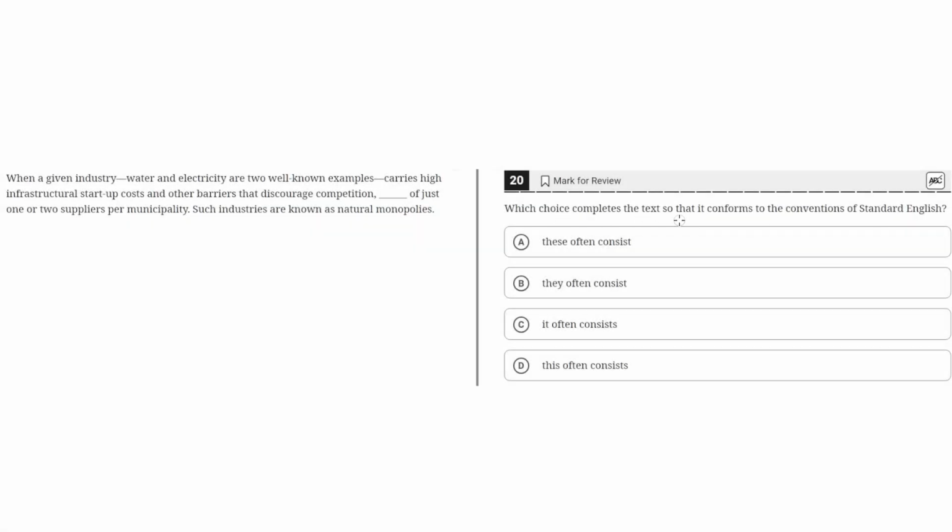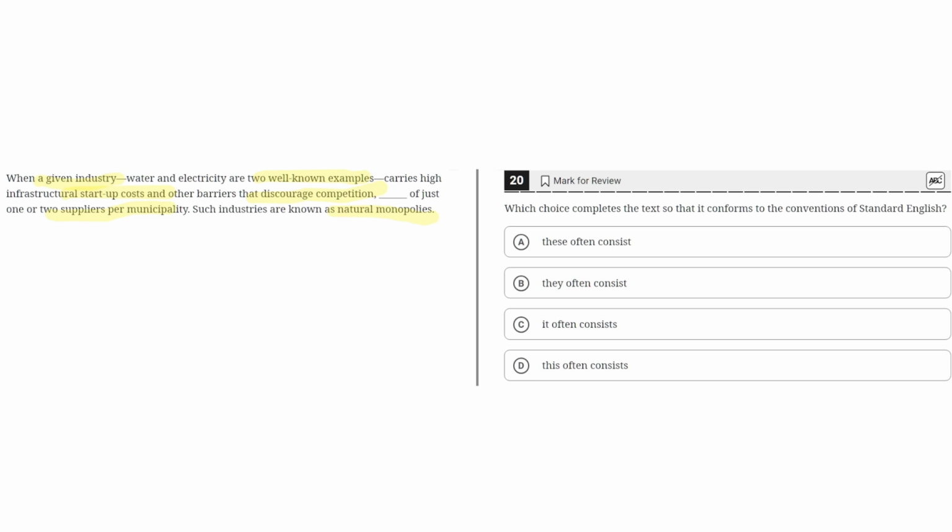Which choice completes the text so that it conforms to the conventions of standard English? When a given industry, water and electricity are two well-known examples, carries high infrastructural startup costs and other barriers that discourage competition, blank of just one or two suppliers per municipality, such industries are known as natural monopolies.